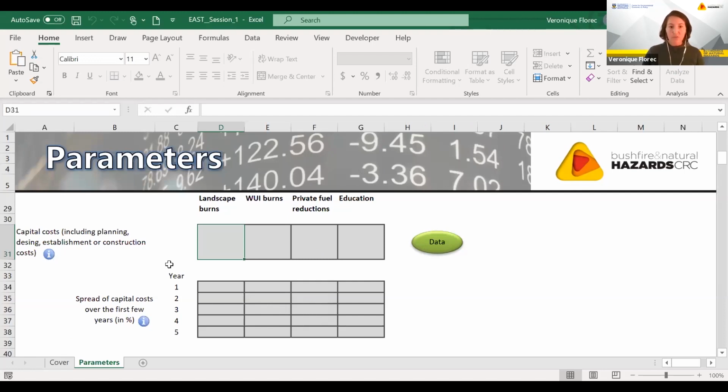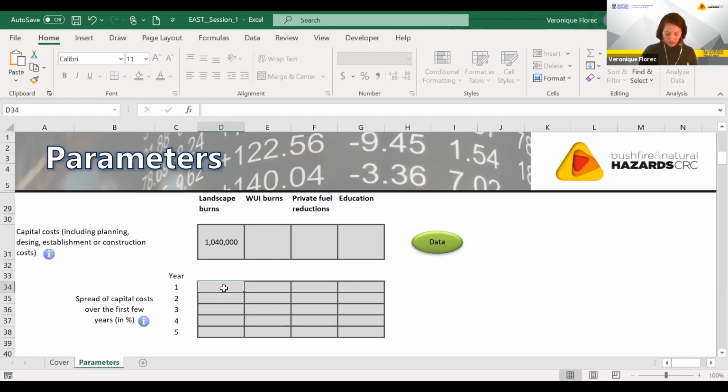So here for the first mitigation options, the way we'll go through this tool to speed things up a little bit is that I've coded it in a way that it will insert a lot of the data automatically for you that is in the exercise sheet, in the exercise document. So we'll insert all the information for landscape burns only, and then I'll guide you through how to insert the data automatically that has been preloaded into the tool already. So here for landscape burn, the capital cost are 1,040,000.